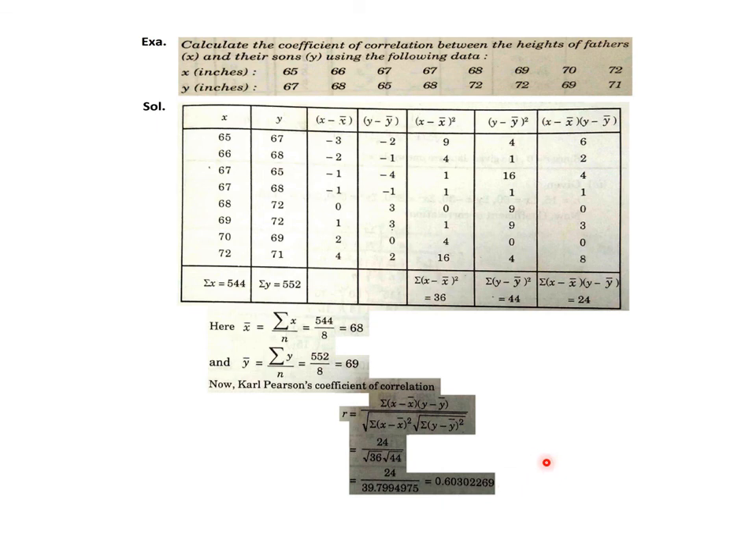And that is the value of r, which was expected to be between minus 1 and plus 1. So we can say that the correlation is positive because it is between 0 and 1. So we completed Karl Pearson's correlation in this lecture. In the next lecture we will discuss one more kind of correlation, that is the rank correlation coefficient.